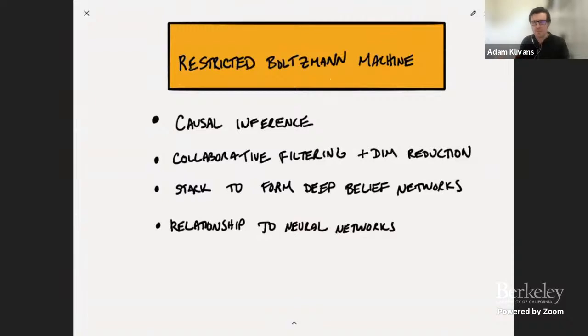And restricted Boltzmann machines have been around for decades. I think that understanding and uncovering latent variables, or being able to figure out the two-hop neighborhood of the observed variables when there are unobserved variables, more and more people are realizing this is a fundamental obstacle to succeed if you're studying causal inference. There've been a lot of applications in collaborative filtering and dimension reduction. You can stack them to form something called a deep belief network, which is a heavily studied type of generative model. And as we'll see, there's some interesting relationships to neural networks. So I think learning RBMs is the frontier for learning graphical models from the perspective of developing provably efficient algorithms.